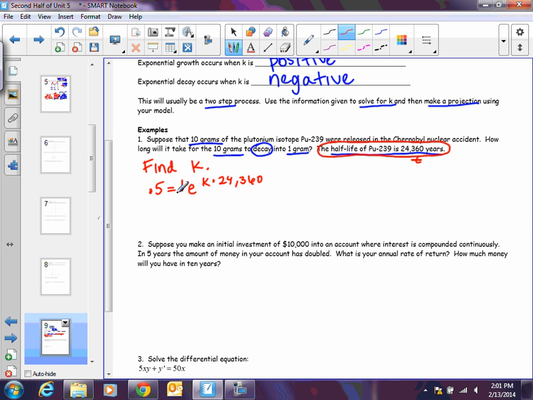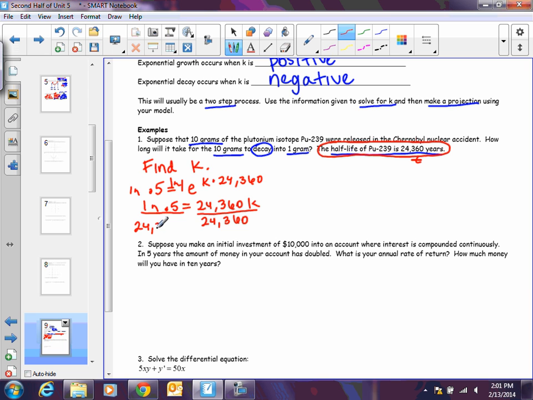If this was any other number besides 1, you would need to divide before you do the next step. Anybody have an idea of what the next step would be? Yeah, take natural log of both sides. So on the left, I have natural log of 0.5, and on the right, natural log of e to some power. That's just going to be the power, right? And if you're wanting to find k, you're going to divide.